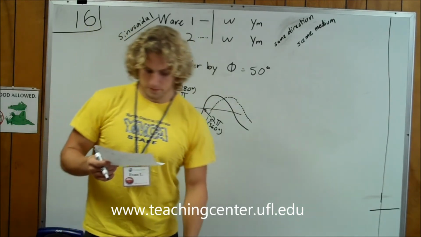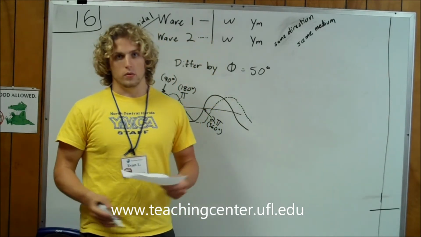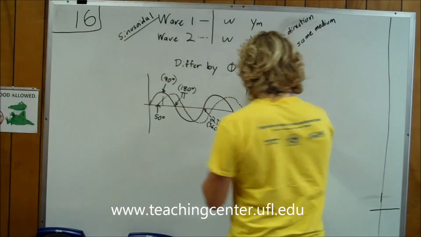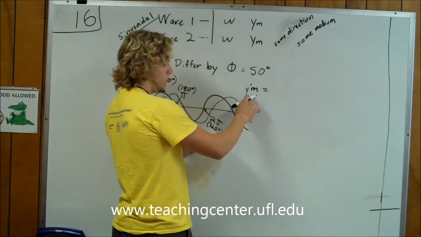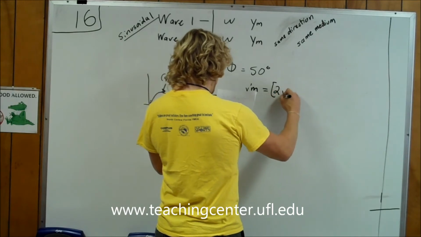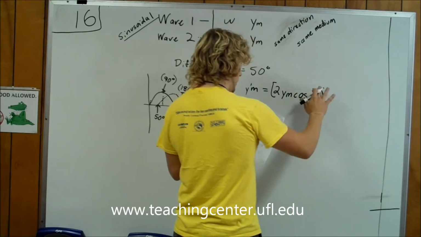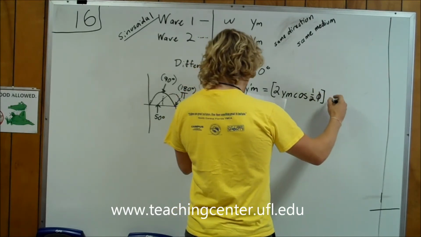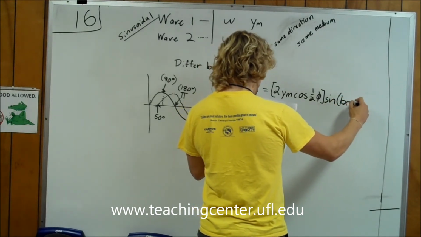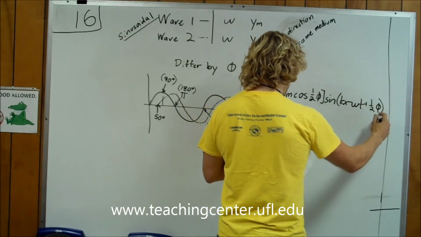We use an equation dealing with amplitude. You're given the equation for when you have two waves that interfere with each other. You're given this equation. The new Ym is equal to 2Ym cosine 1/2 phase shift times sine kx minus omega t plus 1/2 phase shift.